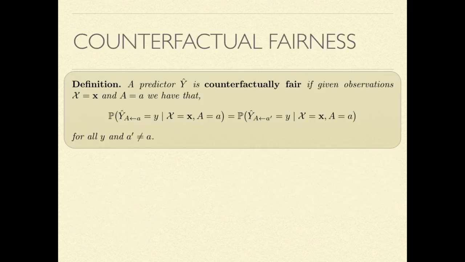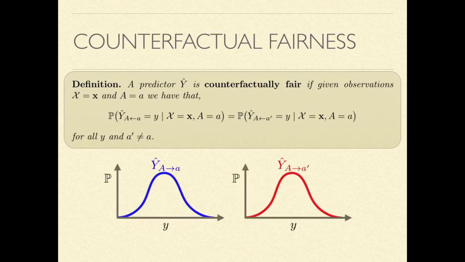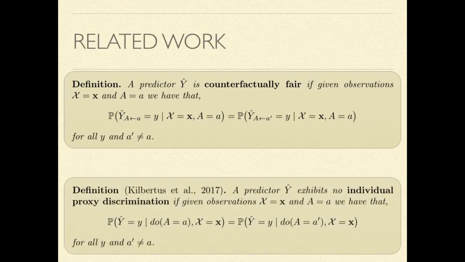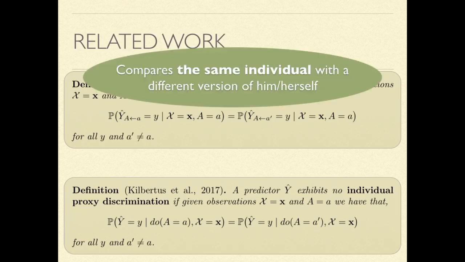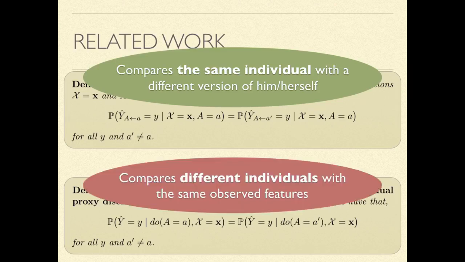More generally, any predictor y hat is counterfactually fair if given features x, sets of variable a, it ensures that the distribution of predictions for any counterfactual quantity are identical. Now, I'd like to contrast this with some very recent work, actually at this year's NIPS, by Kilbertus et al. And what the difference is they use the do operator instead of counterfactuals. What this means is that while our definition compares the same individual with a different version of him or herself, their definition compares different individuals that happen to align on the observed features. So it's a sort of a group level definition.